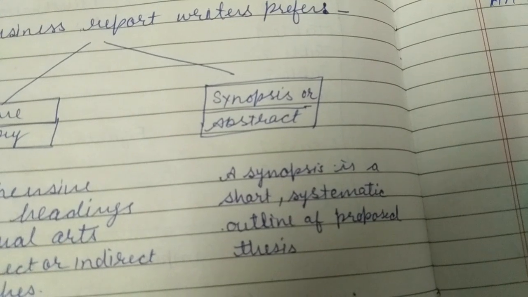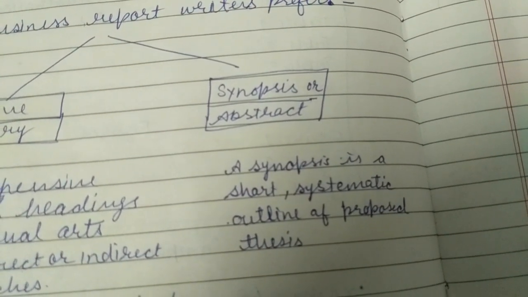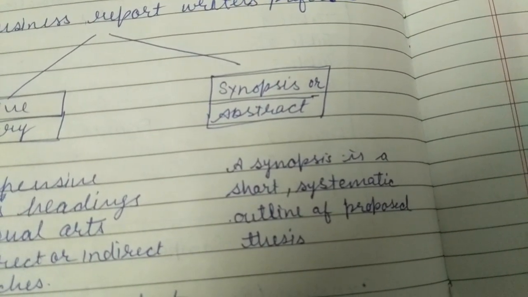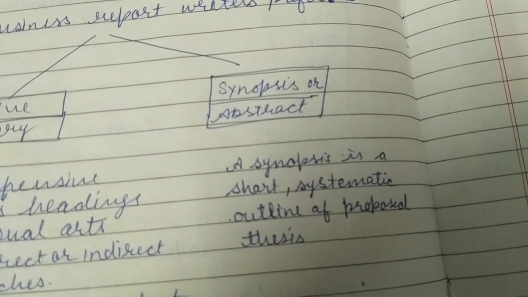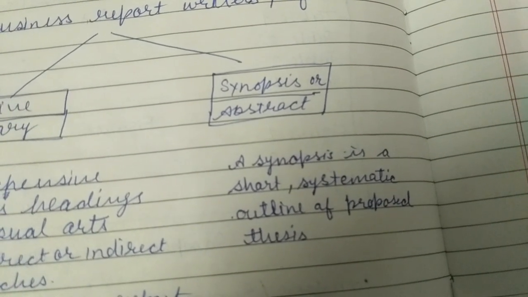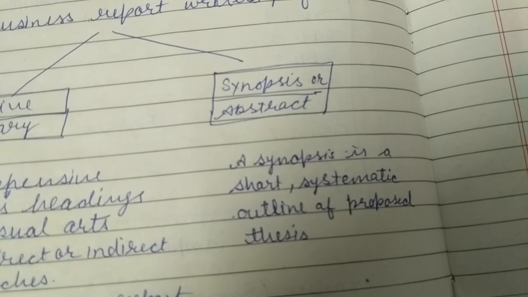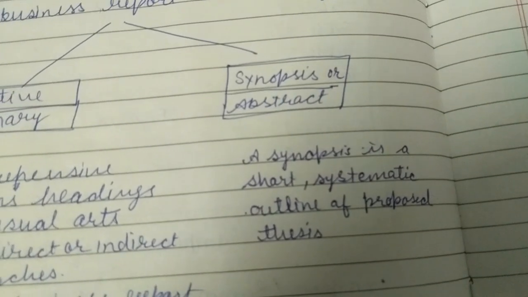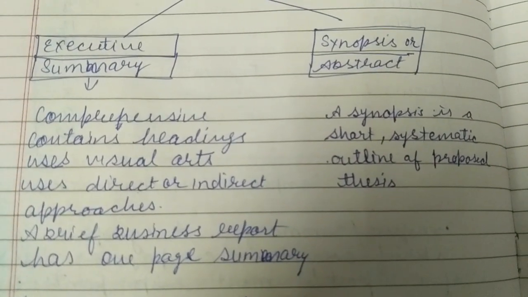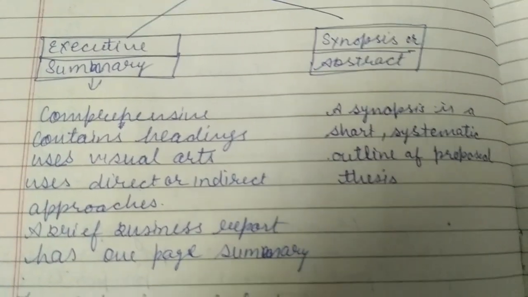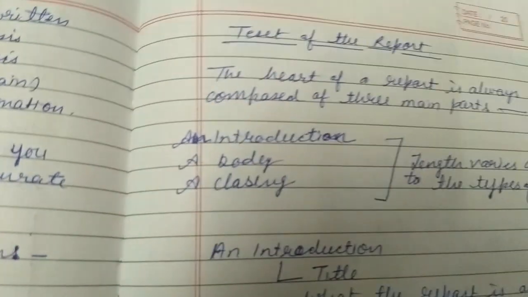A synopsis or abstract is a short systematic outline of a proposed thesis. So, if your report is 1 or 2 pages, then you can write a synopsis or abstract. If it is more than 30 pages, then you should prefer to write an executive summary. Now, the text of the report.